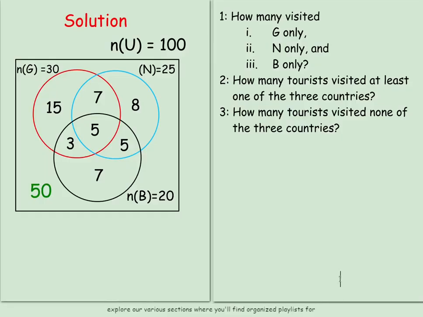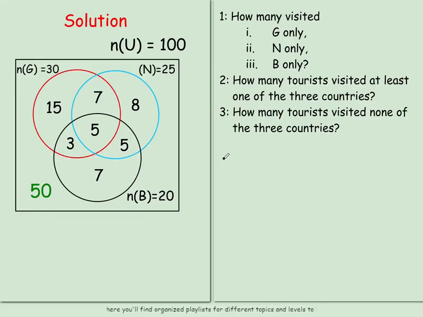Now, these are the continuing questions we will need to address. So first of all, how many visited G only? And then N only, that is Nigeria only. And then the third one, B only. If you look straight at the Venn diagram, you realize that we have already solved all of those, right? But over here, I'll give you the formula you would need to present your answer well. So for G only, I'll give you that, and then you can do the preceding ones.